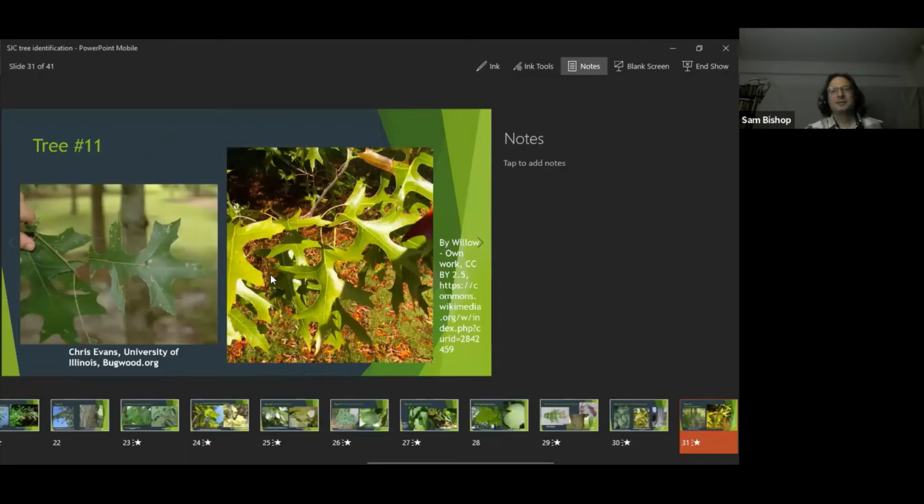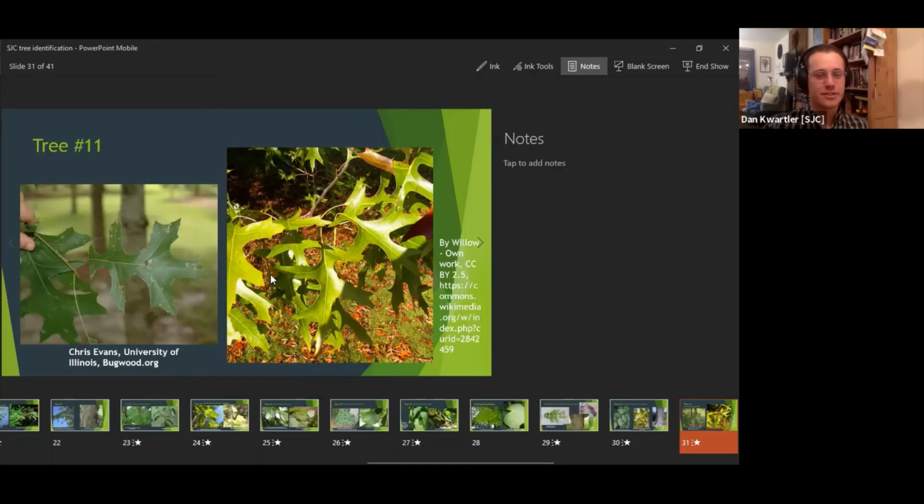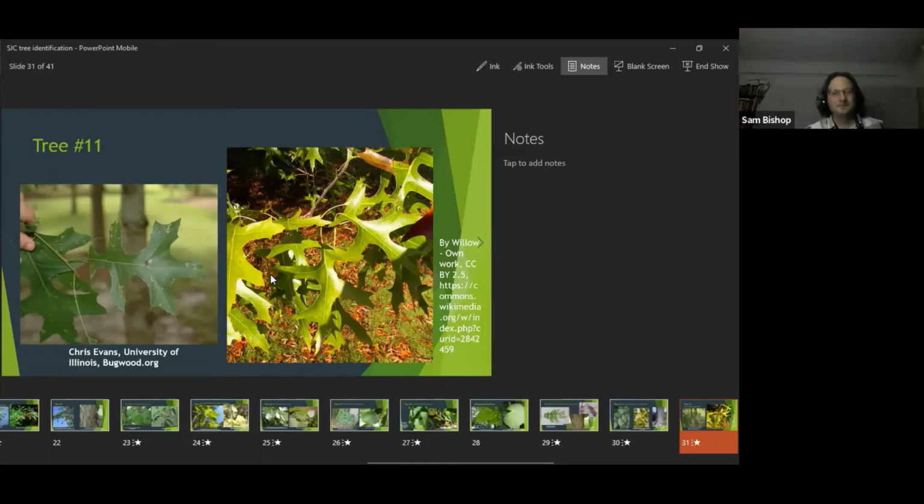Tree 11, another very, very common street tree. This one, it's hard to tell, so I should just tell you. This is alternate. It's got those trademark very deep lobes. Technically, and again, this goes back to, leaf people can get unbelievably detailed about this stuff, but the gap between the lobes is the sinuses.